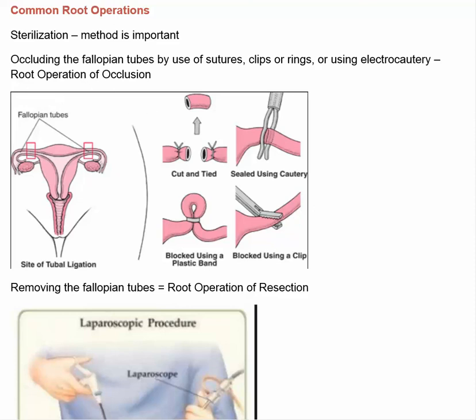If the method of occlusion is taking out the entire fallopian tube, they remove it entirely from the body, that does change it to the root operation of resection, because that's the fallopian tube, and you do have two of them, but the one fallopian tube is considered a singular body part. So if the entire body part is removed anatomically and per ICD-10 PCS classification, that would equate to the root operation of resection.